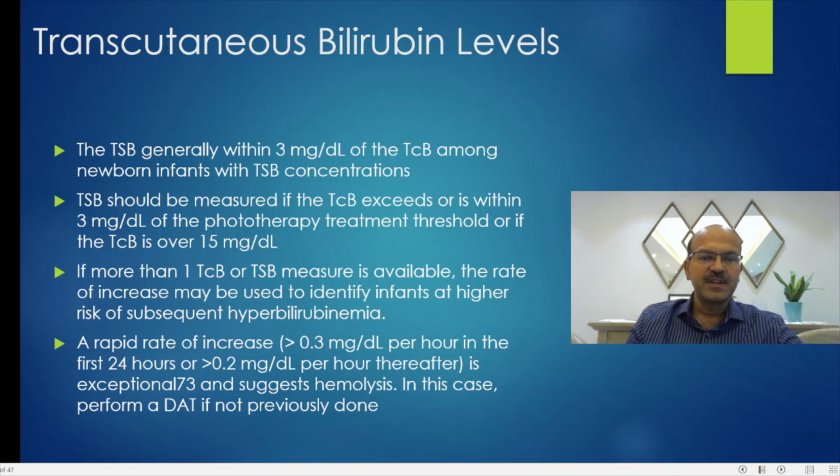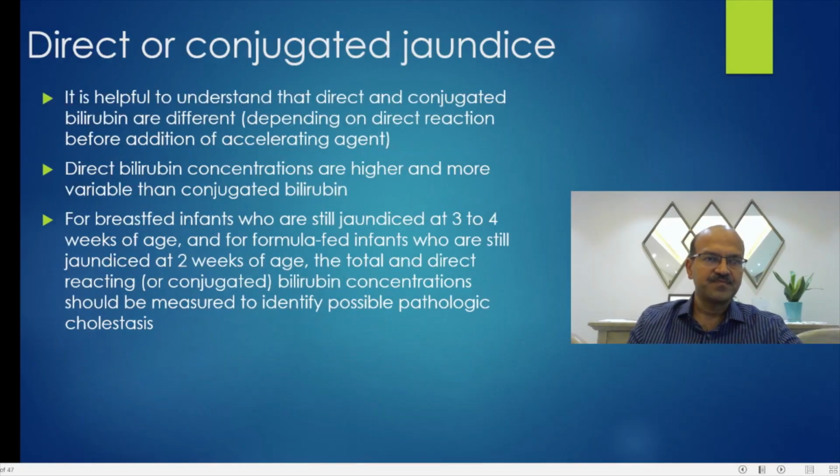A rapid rate of increase of more than 0.3 milligrams per deciliter per hour in the first 24 hours, or more than 0.2 milligrams percent per hour thereafter, is exceptional and suggests hemolysis. In this case, we should do a DAT and also consider closely monitoring and working up the baby, as this is likely to be pathologic like hemolysis.